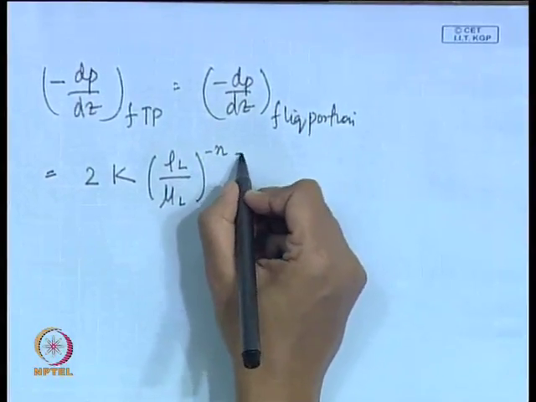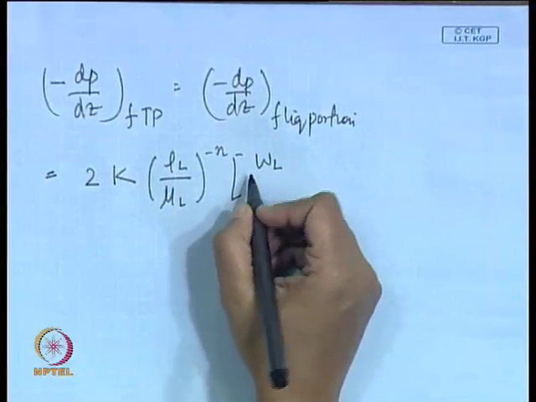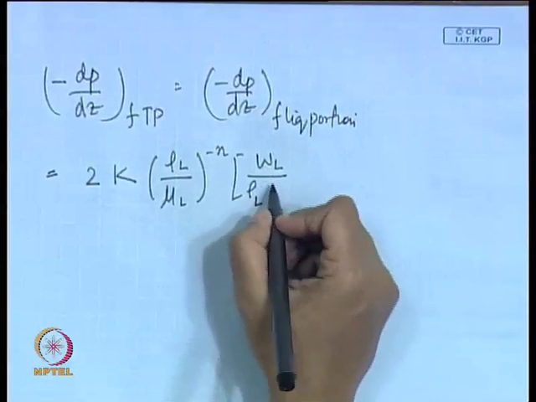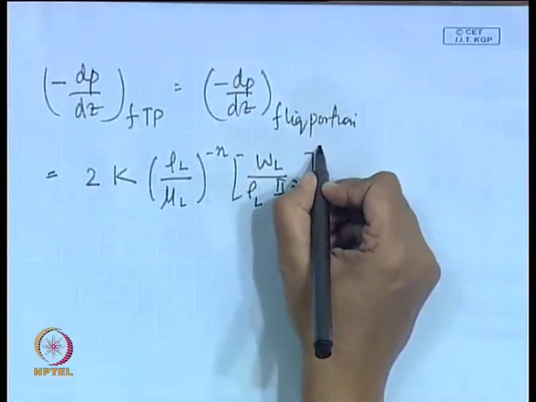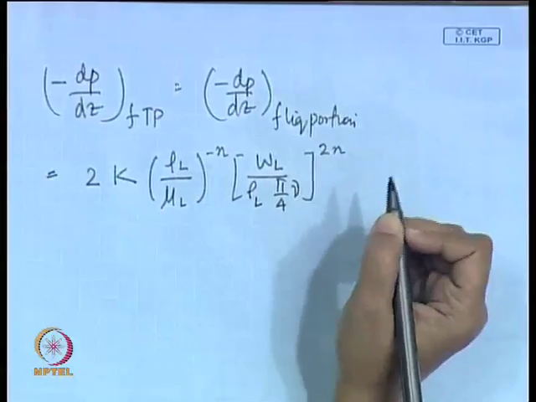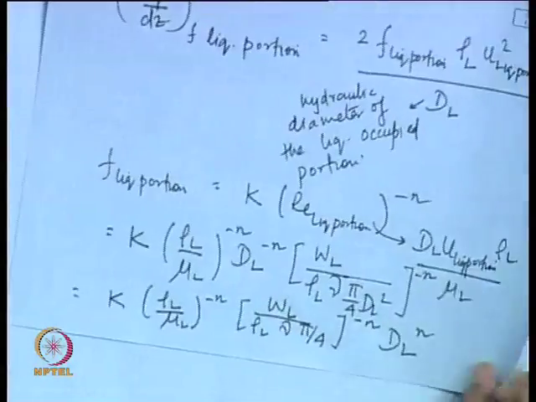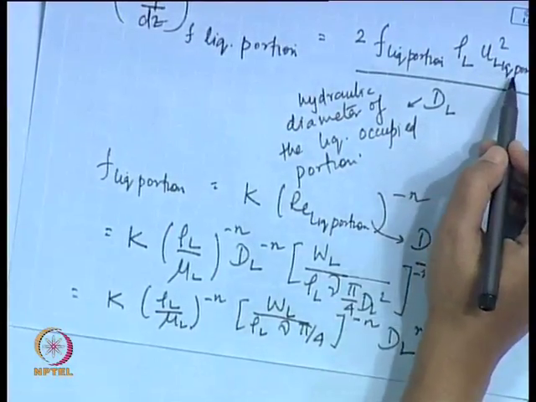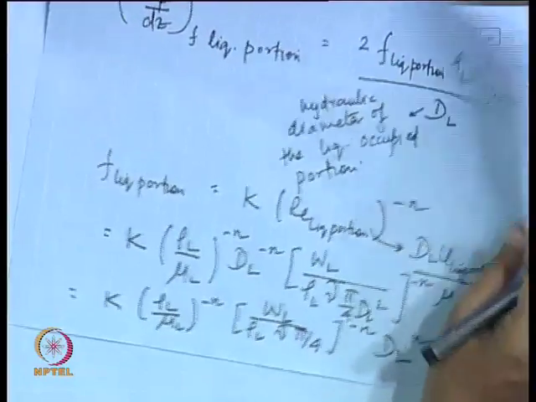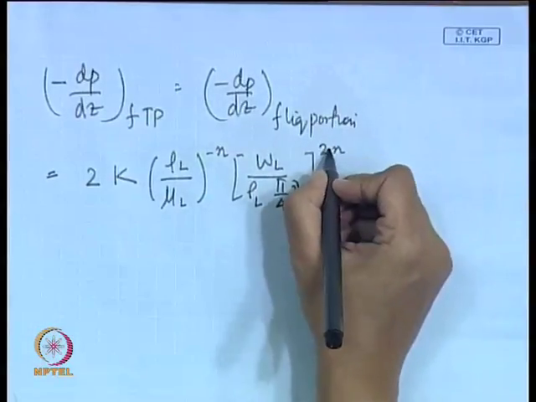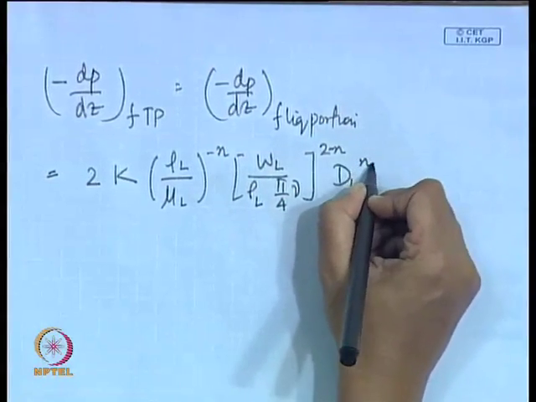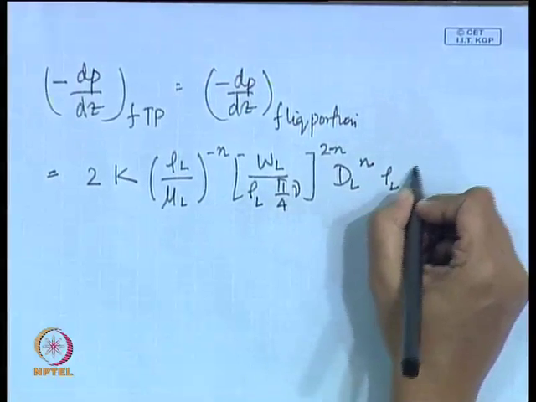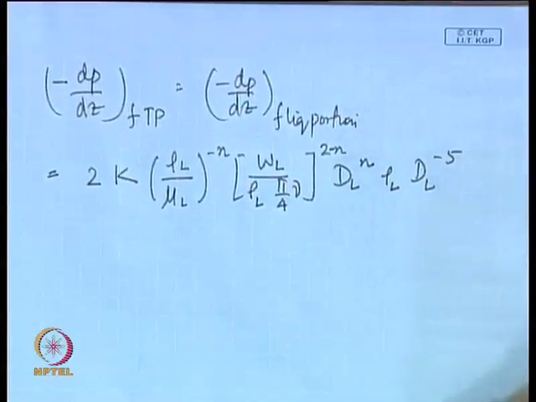Please do these derivations in your hostels, and in case you have any problems you can come back to me and ask me whether you have any doubts. This is equal to 2n, okay, because we will be having one for this and the other for the liquid portion part. Sorry, it's 2 minus n probably, sorry, 2 minus n, this is dL to the power n, rho L, dL to the power minus 5, correct.